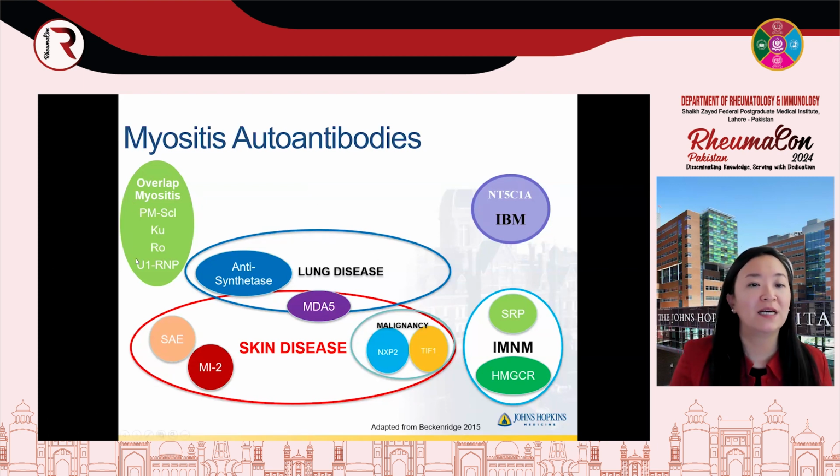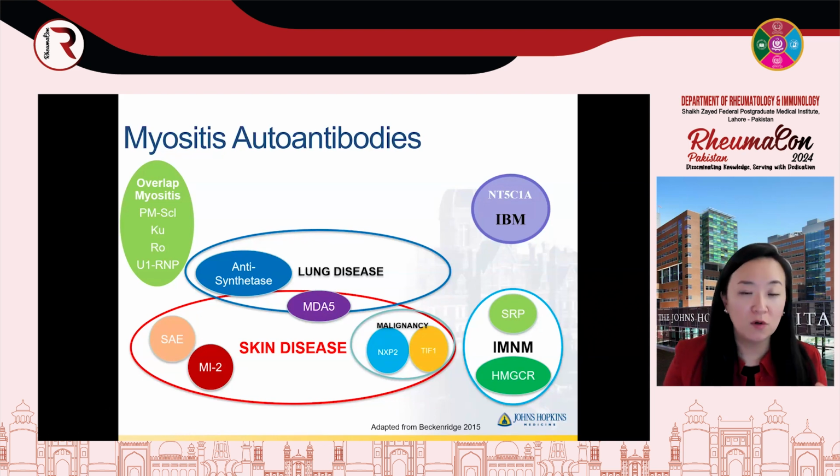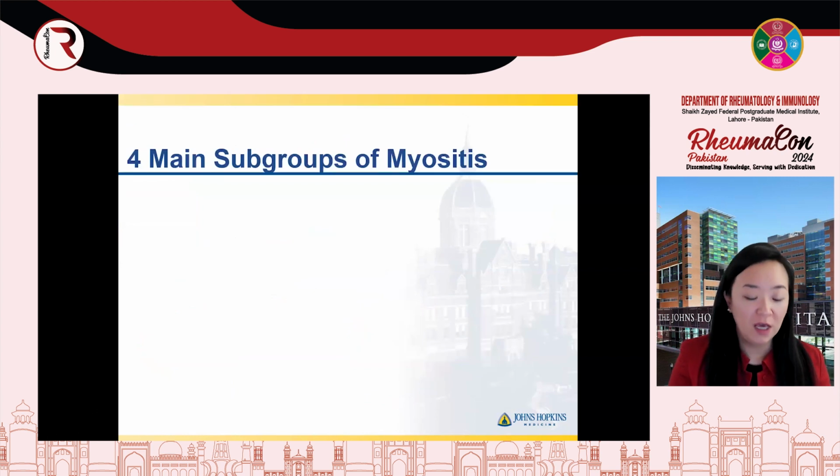And overlap myositis is truly at the intersection of myositis and another connective tissue disease, where you may have scleroderma or lupus, and these patients can be very difficult to manage because they have two connective tissue diseases going on at the same time. And so we have to look for different extramuscular manifestations like Raynaud's and interstitial lung disease that can be challenging to treat. All right, so that's the background of the myositis autoantibodies.